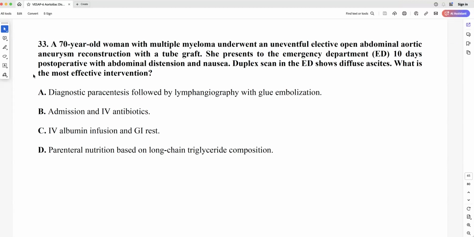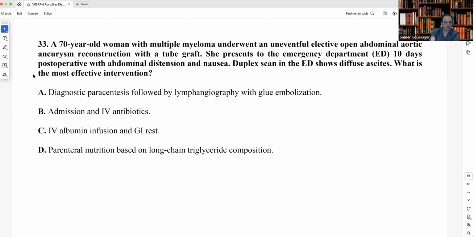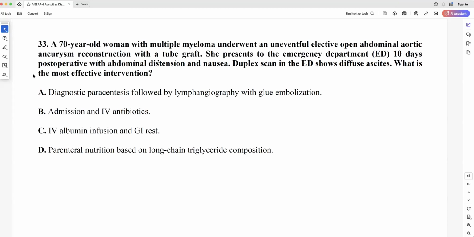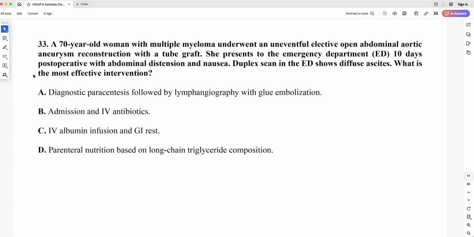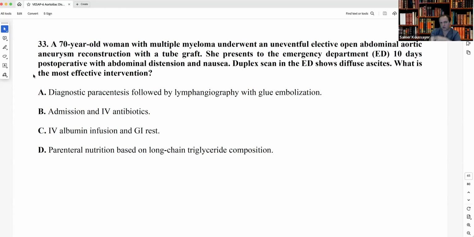Okay. A, diagnostic paracentesis followed by lymphoscintigraphy with glue embolization. We rarely do this in the peritoneum. No, you don't go from the peritoneum, you go from the groin. We do it here in the hospital. We did a couple of cases here at King Faisal. It's very simple. You inject the contrast through the lymph node in the groin. You see the contrast going, you see where the leak is, you go there and you inject it. You do everything from the groin.